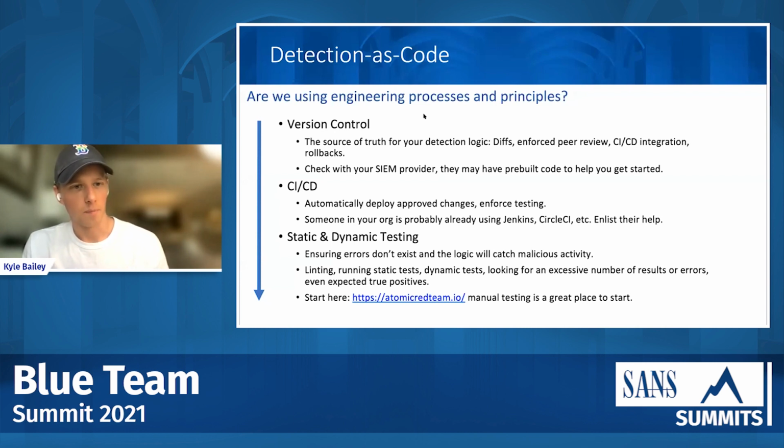So Atomic Red Team can be a great place to help you with purple teaming. Purple teaming is another way to sort of manually do dynamic testing. So this doesn't all have to be automated, of course. That doesn't need to be your first step.